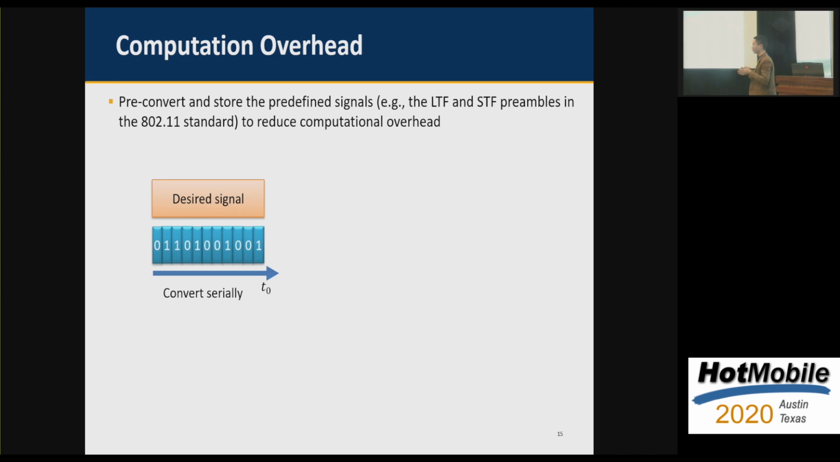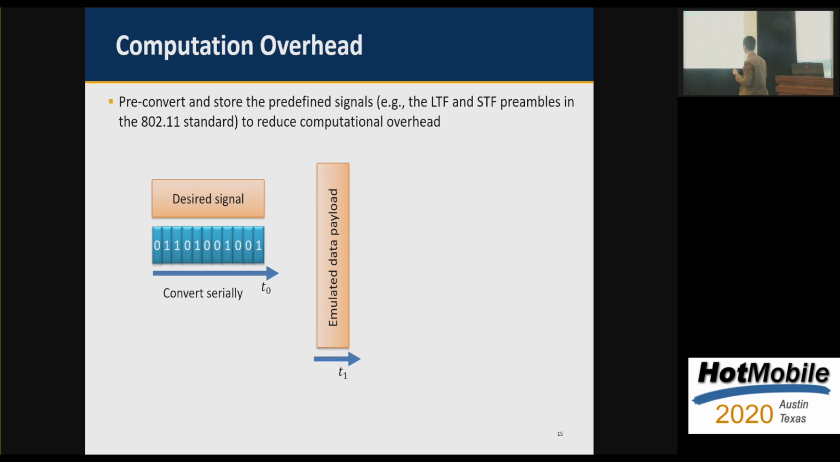But when the frame is very, very long, there will be an issue that the conversion time is going to be high. So we separate the desired signal into two categories. The first is the predefined signals, like the LTF or STF in the Wi-Fi preamble. Those are predefined and short, so we can pre-convert them and pre-store them in the device to save computational time.